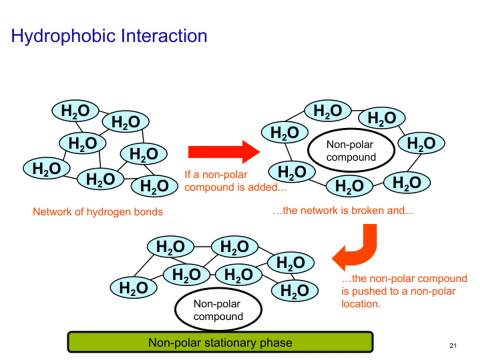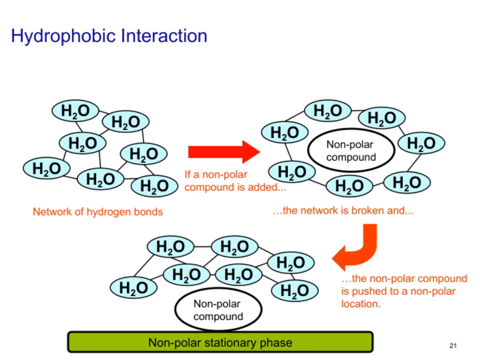So, in this slide, we're looking at what happens when a nonpolar compound interacts with a nonpolar stationary phase. Essentially, the nonpolar compound is pushed toward a nonpolar location on the phase. This is because nonpolar substances tend to prefer nonpolar environments, which minimizes their energy by avoiding polar regions.